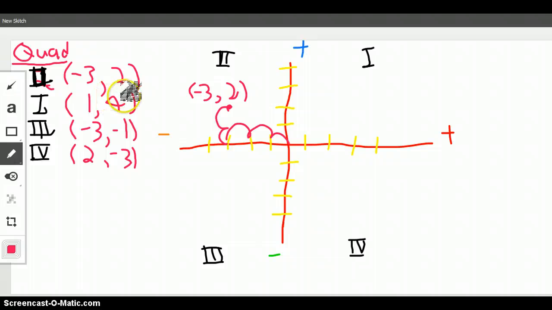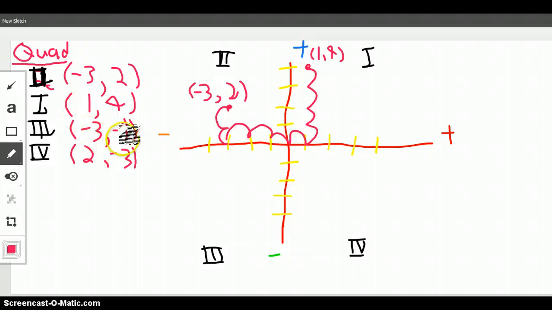So now quadrant 1, we'll take an example. We have a positive 1 and a positive 4. So now we move right in the positive direction for x only one time. And now we move up positive 4 times. So 1, 2, 3, 4. We find our new point for 1, 4. So now we know that a positive x value and a positive y value will always end up in quadrant I.